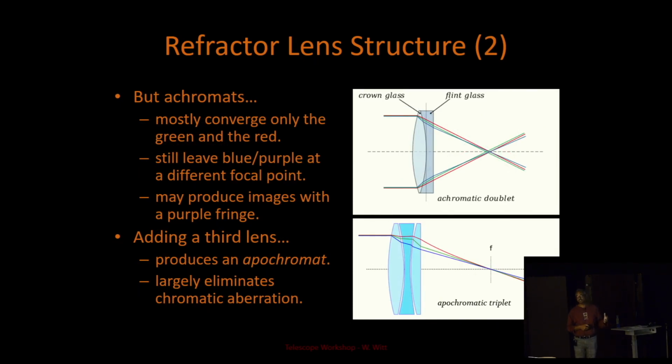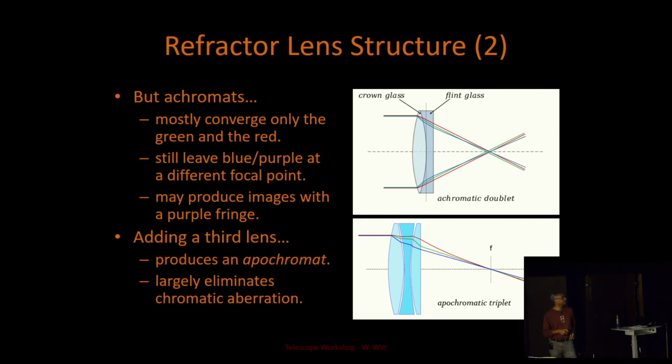But do achromats solve all the chromatic aberration problem? Not entirely, because they only help in converging the green and the red light. The blue and the purple are still focusing at a different point. And so the image that you see may have a little bit of a blue tinge or a purple fringe to it, right? So then what we can do is add a third lens.